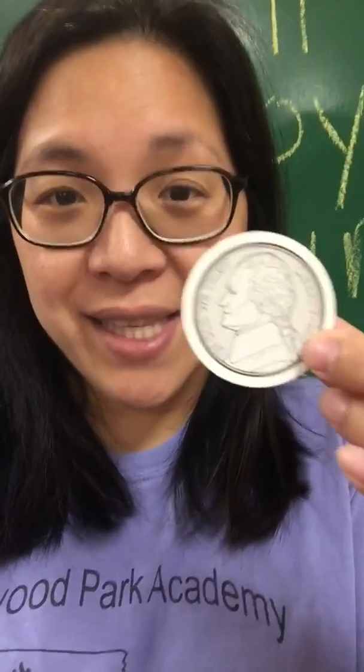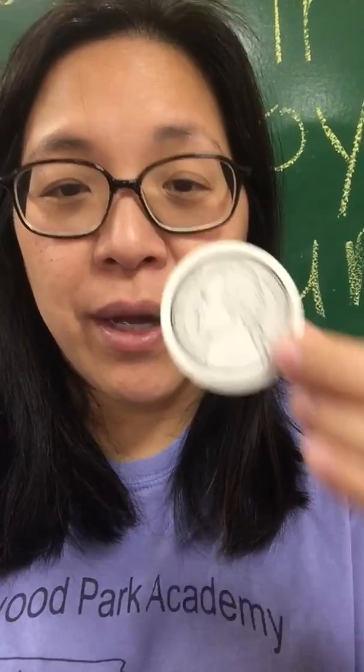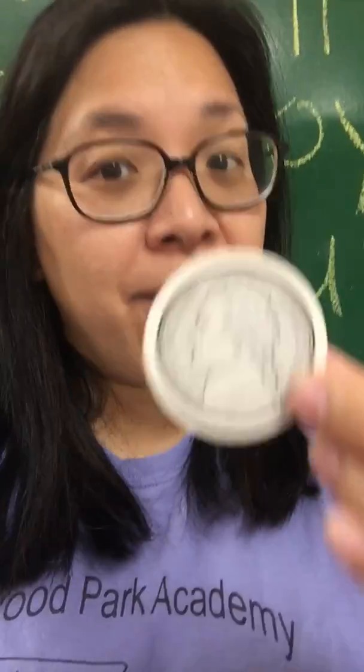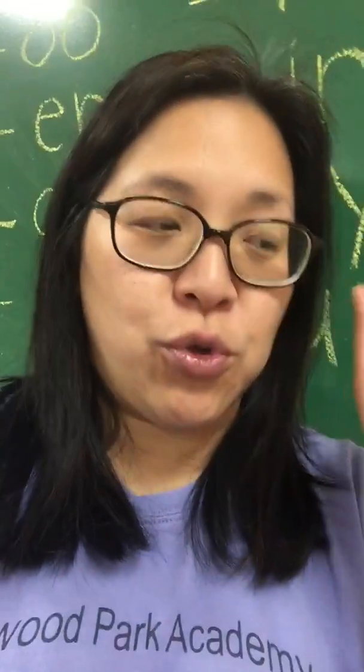For example, this is a nickel, and we know that nickels are what? Very good, 5 cents. The nickel is 5 cents, okay? So when we see nickels, we say we count by 5. Remember? And how do we count by 5? 5, 10, 15, 20, 25, 30, 35, 40, 45, 50, 55, 60, 65, 70, 75, 80, 85, 90, 95, 100.